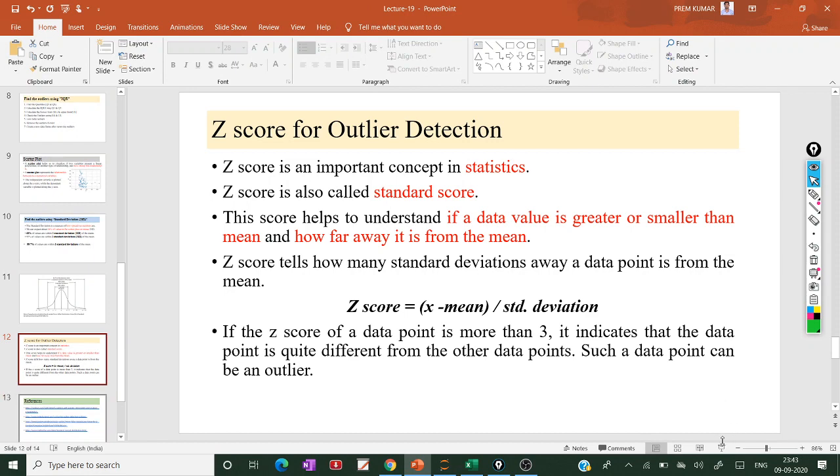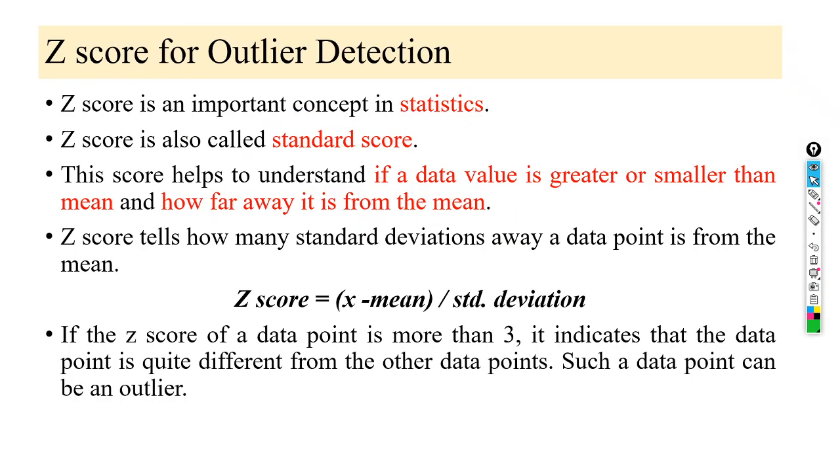Next is z-score. This z-score concept is similar to the standard deviation, but here we identify the outliers based on the z-score. The z-score is an important concept in statistics, also called the standard score. It helps to understand whether a data value is greater than or smaller than the mean value, and how far away it is from the mean.